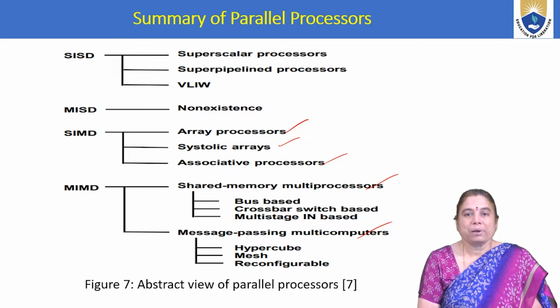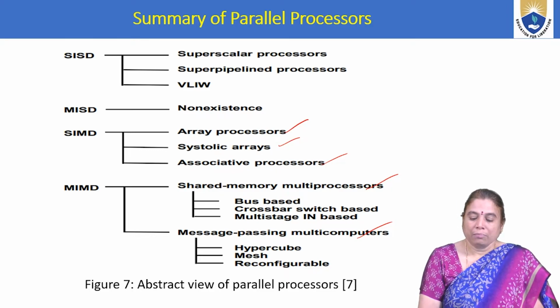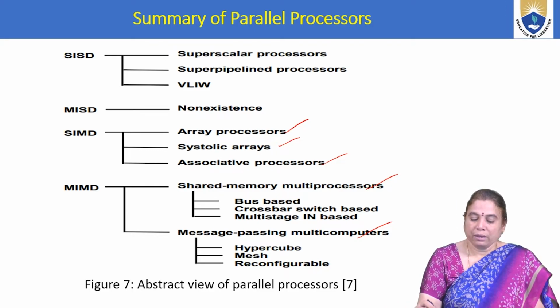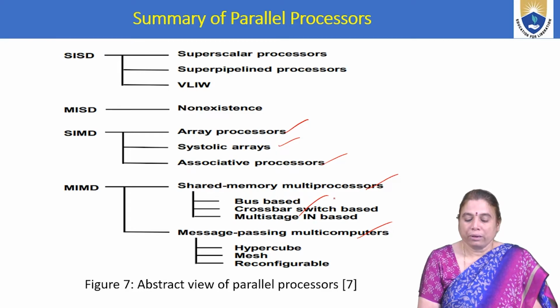In the shared memory multiprocessors, bus-based architecture, crossbar switch-based, and multi-stage based architectures can be used to support the shared memory multiprocessors. So a part of the memory can be dedicated to share the common variables between the multiple programs in case of MIMD shared memory multiprocessor architecture.